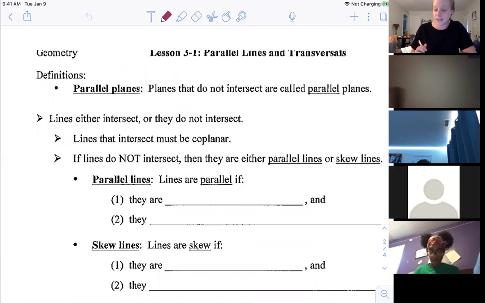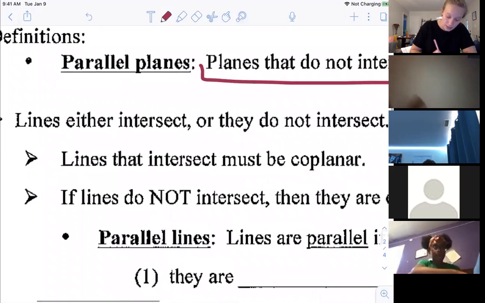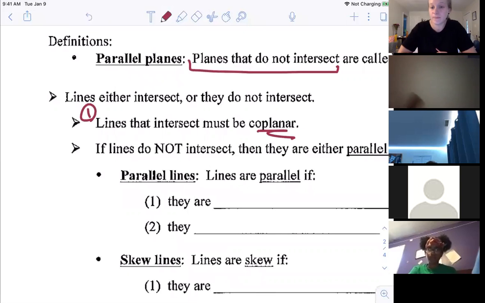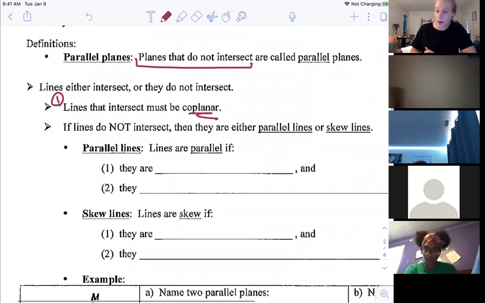That is anything that doesn't intersect. So we can have planes that are parallel, which are just planes that don't intersect. And then we can have lines that are parallel. There are essentially 3 things a line can do. 1, they can intersect, and if they intersect, then they must be on the same plane. 2, if they do not intersect, there are 2 options. They're either parallel or skew.